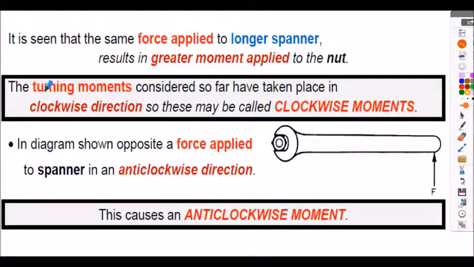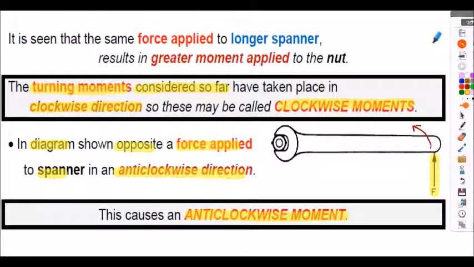So as seen on the previous slide, the turning moments we've considered so far have taken place in a clockwise direction, so they're called clockwise moments about the nut. In the diagram shown opposite, the force applied to the spanner produces an anti-clockwise direction. The force now is applied upwards here. So the sense of the moment would be in this direction. So about the nut, we now have an anti-clockwise moment. So as I said previously, moments can only be clockwise or anti-clockwise about the point we're considering.